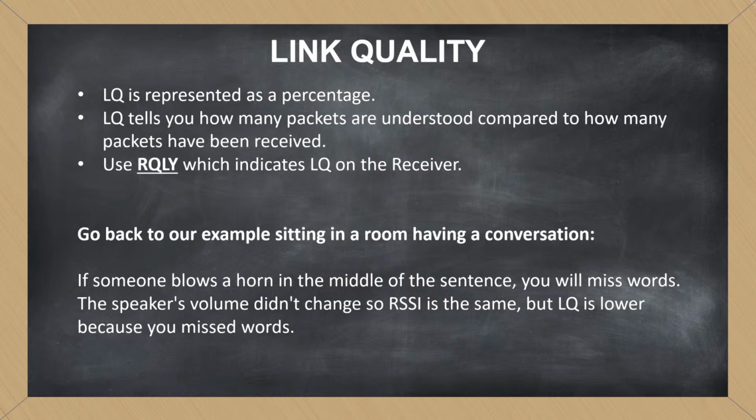So link quality is represented as a percentage. It's not dBm or dBi or anything else, percent. And all it does is tell you how many packets are understood compared to how many packets you've received. We use receiver RQLY, or RQLY is receiver link quality. You want that one because it represents the link quality actually on the receiver. There is another option called TQLY. That's not the one you want. That's transmitter, and that is in reference to telemetry. We're interested in RQLY. That's the number you use.